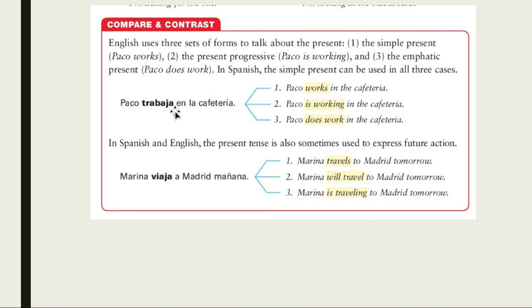Likewise, the present tense can also be used to express future actions, as long as a time period in the future is added afterwards. So if you simply had Marina viaja a Madrid, that means she's traveling to Madrid right now. But if you add mañana, tomorrow, Marina viaja a Madrid mañana, that means she will travel to Madrid tomorrow.